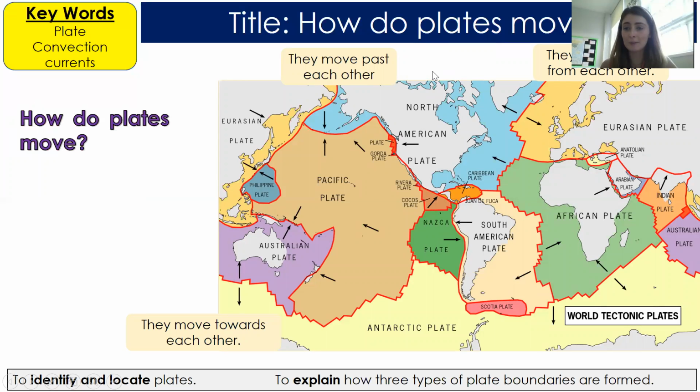Okay, so how do the plates move? Well, the plates move in 3 different ways. They move towards each other, they move past each other, and they also move away from one another as well, which you can see hiding behind there.